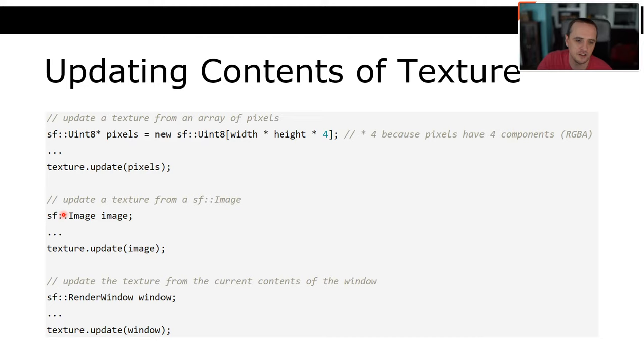SFML also has something called an image class, and so you could load an image, and then you could update the texture by passing in an image. So for example, here, if we loaded some image into an sf::Image object and we wanted to set that inside a texture, we would just pass that variable name into the update function. And we could also update the texture from the current contents of a window. So if we have a render window, we could actually draw the contents of that window to a texture, and then the texture would have the contents of that window. And this is actually one way that we can implement screenshot functionality in our game. And so for assignment 4 and for the project, you'll have a function in there that could take a screenshot of your game, and it's really simple with SFML.